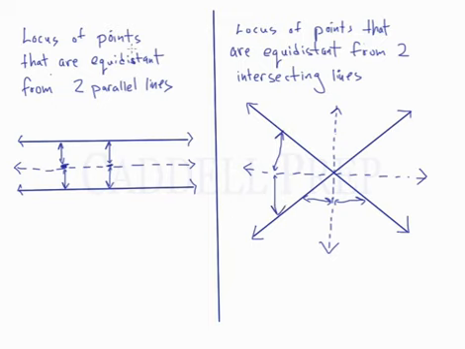So the locus of points that are equidistant from two parallel lines would be a parallel line directly in between the two lines. And the locus of points that are equidistant from two intersecting lines would be two lines that bisect the angles formed by the intersecting lines. So when this line is drawn, not only is it the same distance from both sides, but it makes two congruent angles. These two angles have the same measure, and then these two angles would also have the same measure.